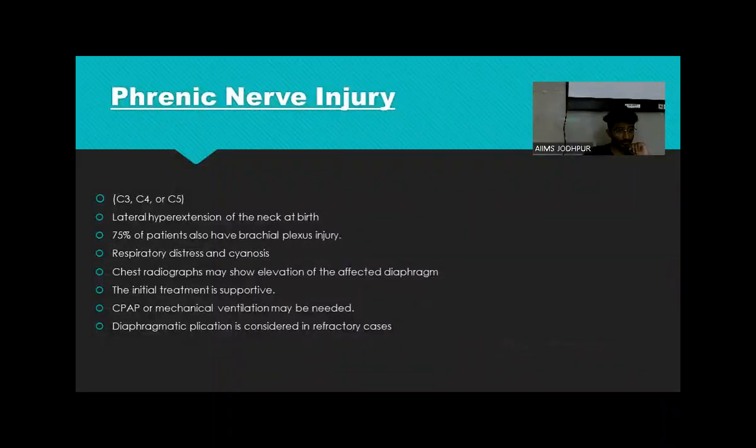Now, phrenic nerve injury occurs due to lateral hyperextension of the neck at birth, leading to injury at the C3, C4, and C5 levels. 75% of the patients have associated brachial plexus injury also, and it mainly presents with respiratory distress and cyanosis. The chest radiograph may show elevation of the affected diaphragm. The initial management is usually supportive, and the child may require mechanical ventilation, and diaphragmatic plication is considered in refractory cases.